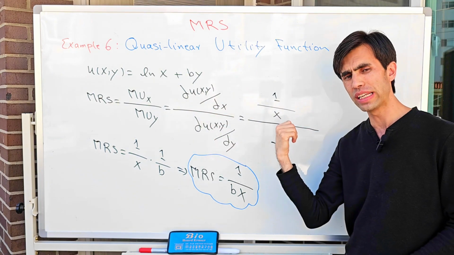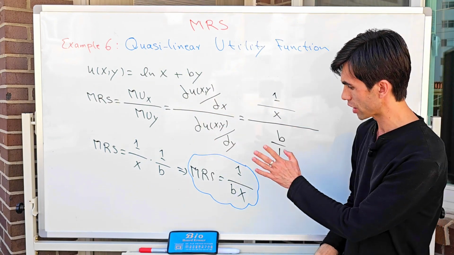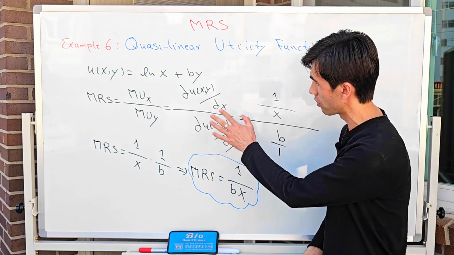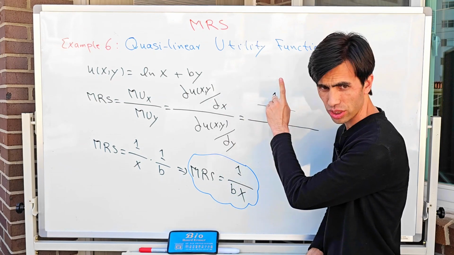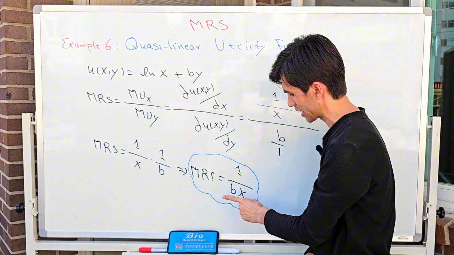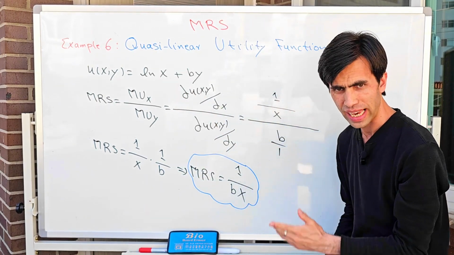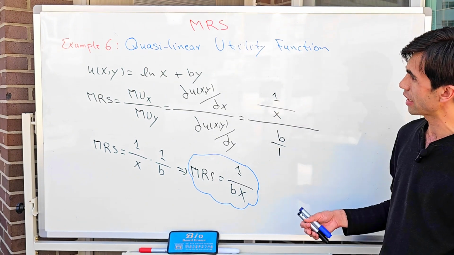As we saw in the case of the linear utility function, the marginal rate of substitution did not depend on the value of x and y. So as we have linear in y, it does not depend on the value of y. As we have non-linear in x, it depends on the value of x. So this is the quasi-linear utility function.